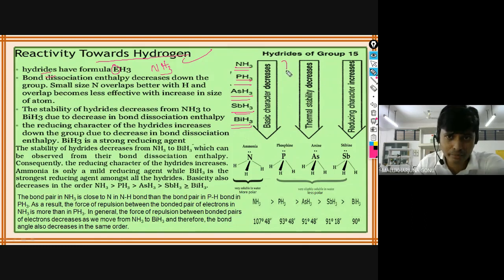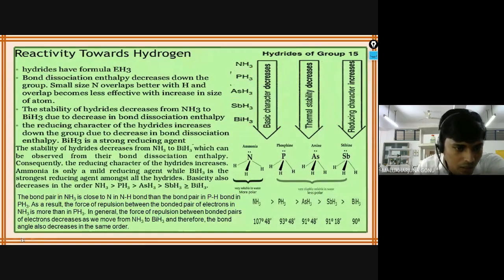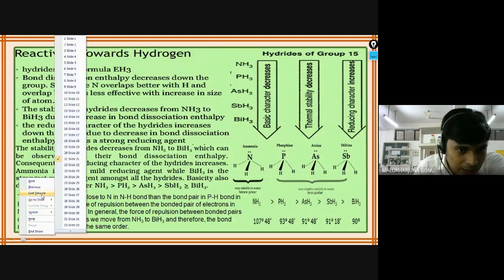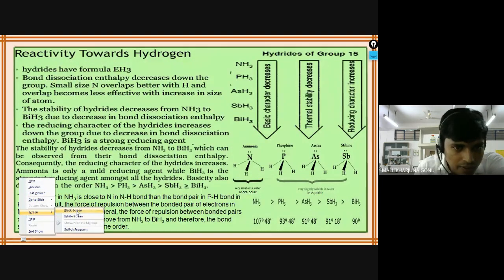Different things are given here. Basic character decreases if you go down the group. Thermal stability decreases and reducing character increases. And bond angles are also decreasing. This we will try to understand when I write and make you understand it. By reading this you cannot understand it. I will explain all these points later, you can read it.